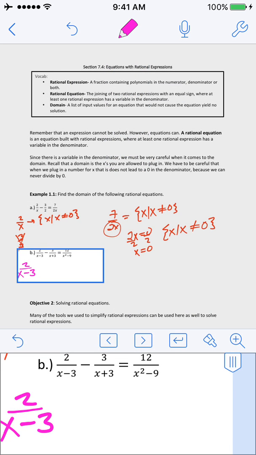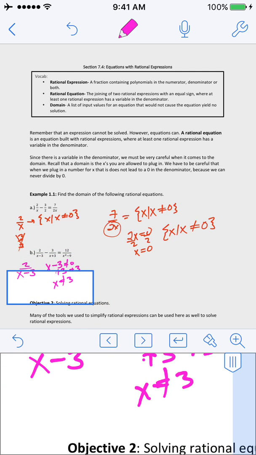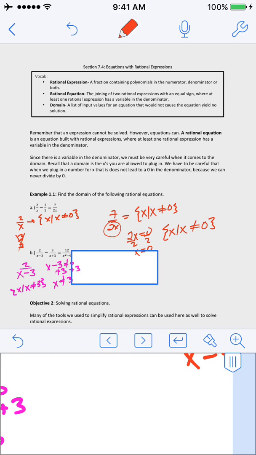If this bottom equaled 0, then x would have to be what? For x minus 3 to equal 0, add 3 to both sides, and I find that x cannot be 3. So this first domain would be x such that x does not equal 3. All righty, this second domain over here, let's take a look at the second term.